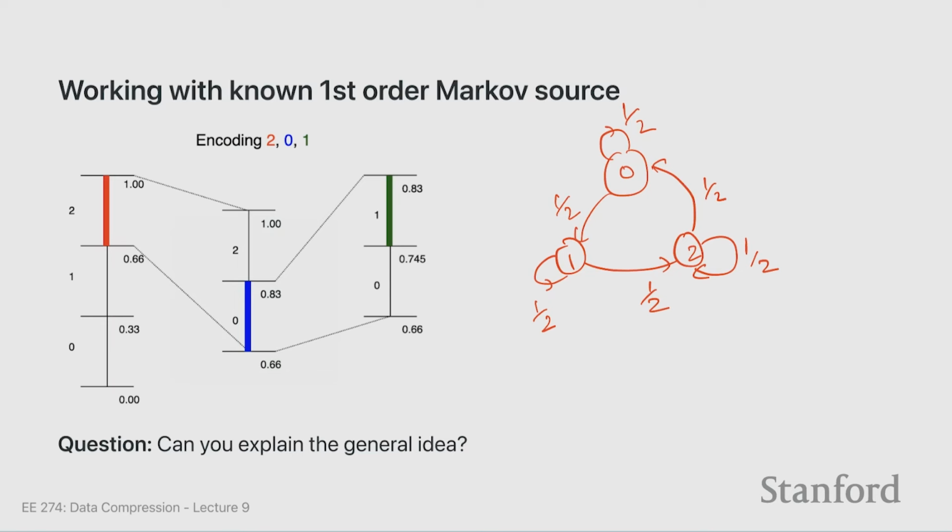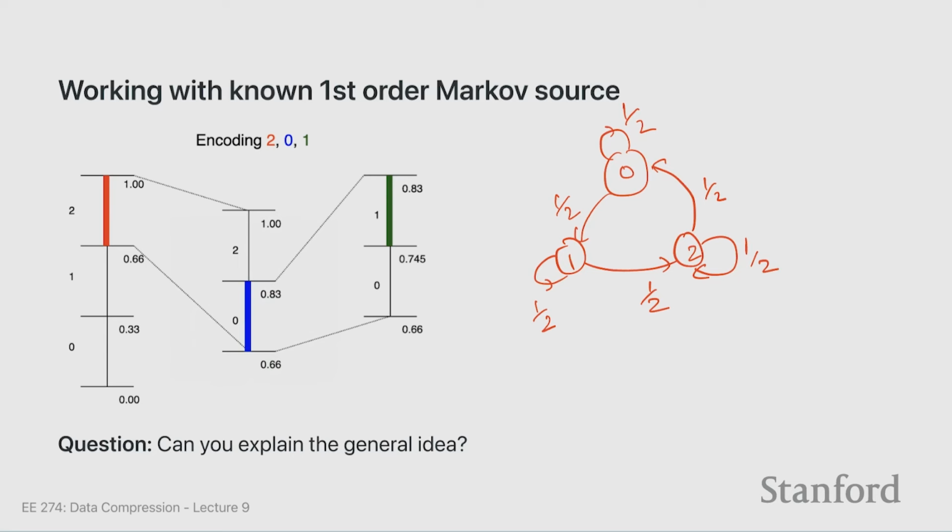So we are encoding 2, 0, 1. Okay, let's start first. Just for encoding 2, did we do anything different compared to the good old arithmetic coding? No, we did not, right? Because we assume the initial distribution is uniform and we just made 3 equal length intervals.